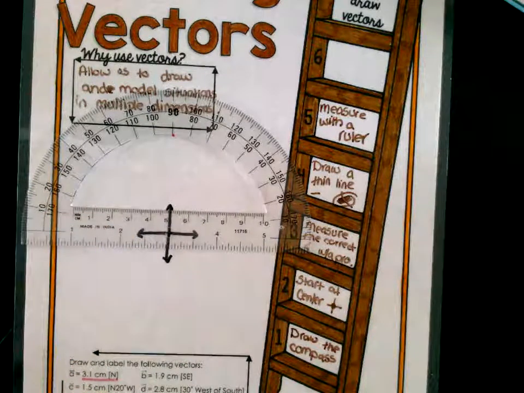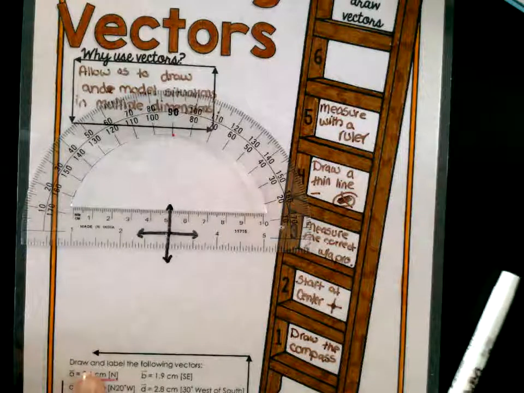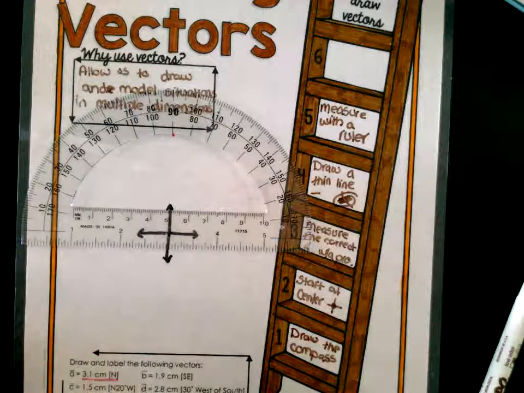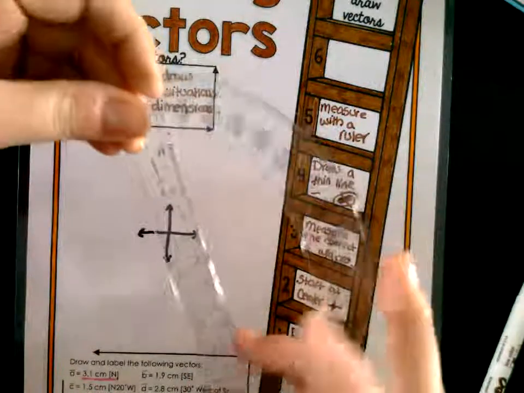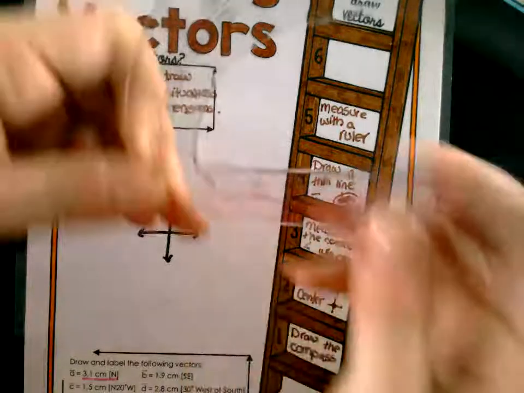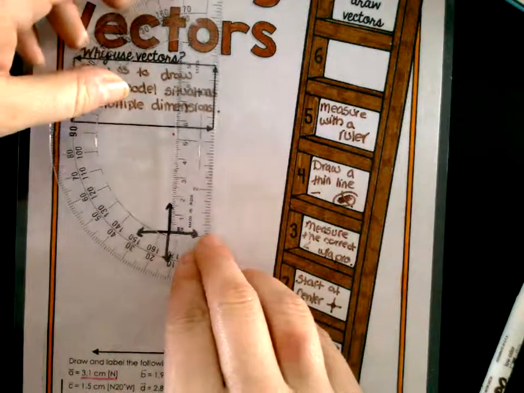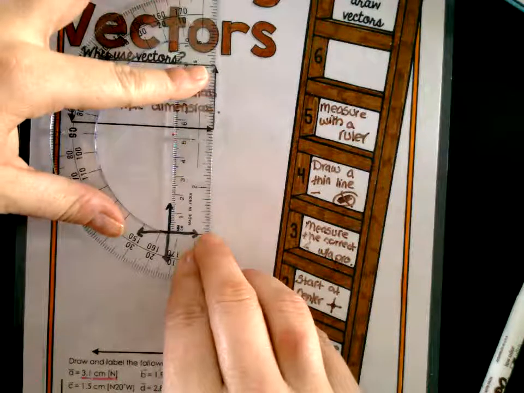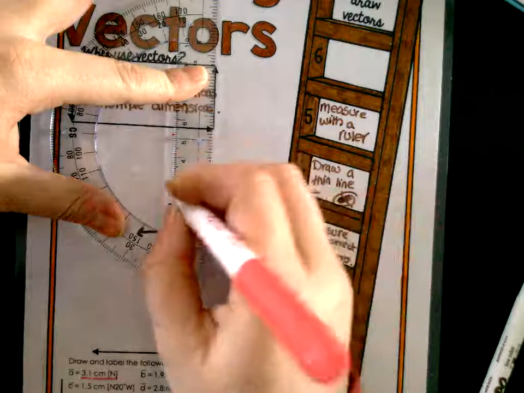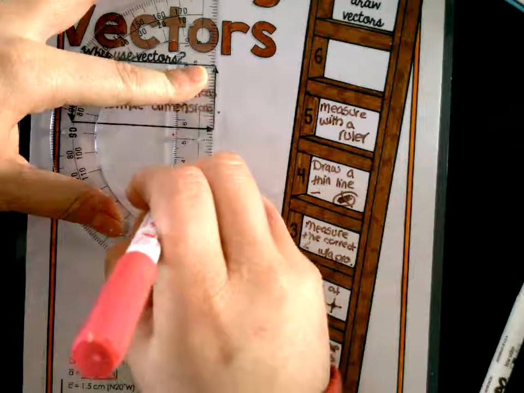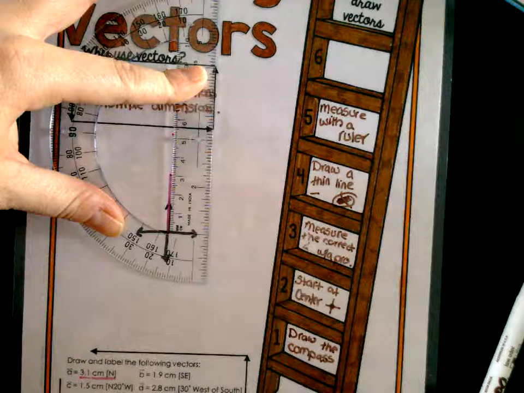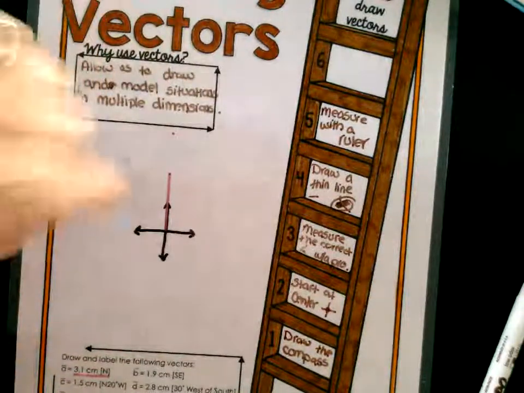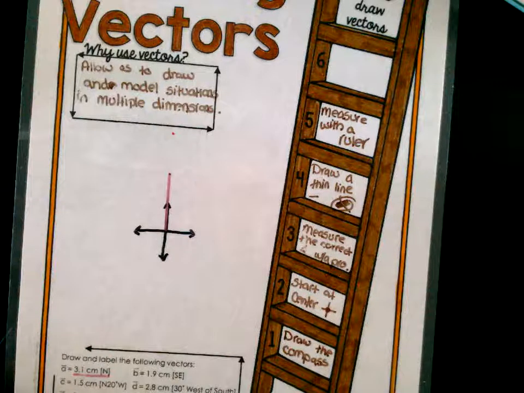All right? So down here, vector A says it needs to be 3.1 centimeters north. So I marked my 90 degrees. I'm going to line my protractor up from the vertex to my mark. And I need to draw my line up 1, 2, 3.1. Okay, I've got a straight line. It's at 90 degrees from my vertex.